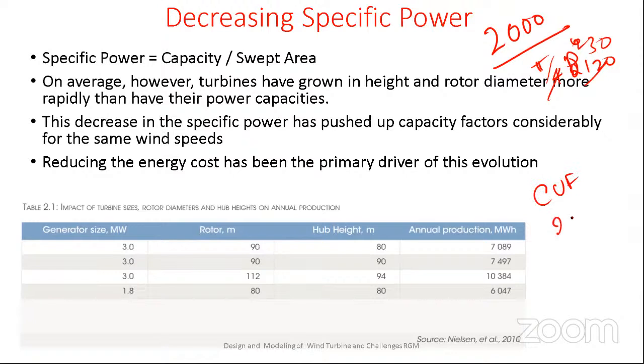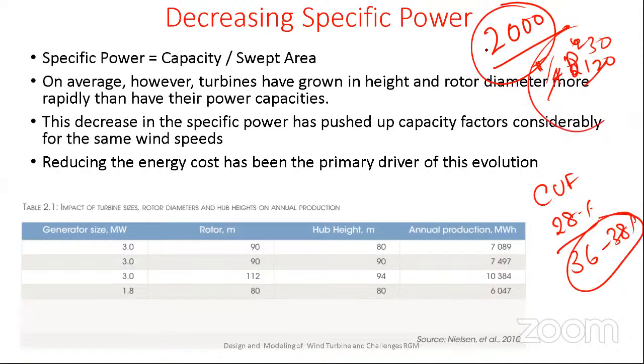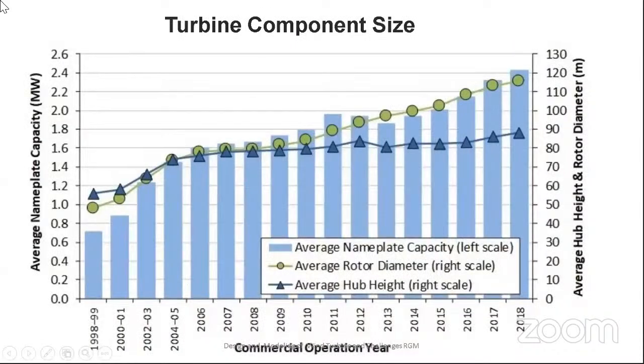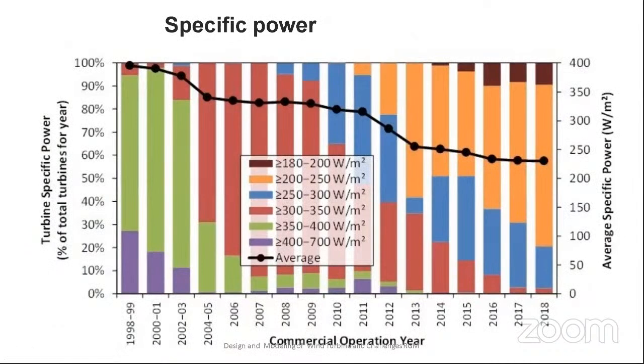So initially the capacity utilization was 28 percent. Now it has reached 36 to 38 percent at the same capacity of the turbine, by increasing the diameter of the blades. So this is also possible. That is decreasing the specific power. You can see specific power decreases. Initially it was very high, almost 400 watt per square meter. Now it has reduced to 230 watt per square meter.